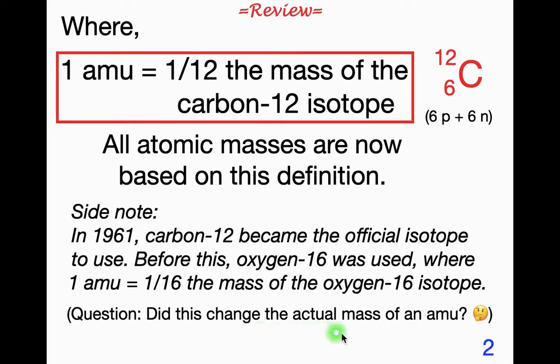Question, did this change the actual mass of an AMU, going from oxygen-16 to carbon-12? And the answer is no. It's just two different ways of doing the same thing. Remember, what we're interested in is just the average mass between protons and neutrons. So if you had one proton and one neutron, divide by 2, you'd get an AMU. The only difference is that we're using another substance to do it. Now, carbon-12 is just a little easier to deal with. It's a solid. Again, it's very, very abundant, very common. So in 1961, they moved from oxygen-16 definition to carbon-12 definition.